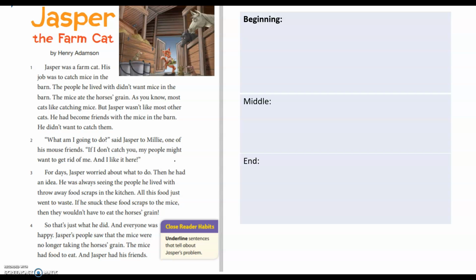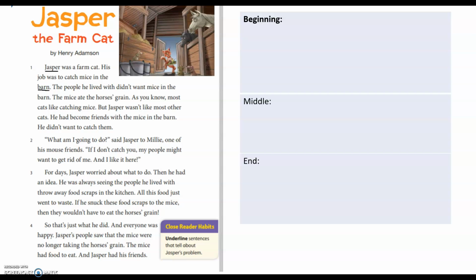Jasper was a farm cat. His job was to catch mice in the barn. Before we keep reading, identify for me the character and the setting. Our character is Jasper. He's a farm cat, and the setting is the barn.